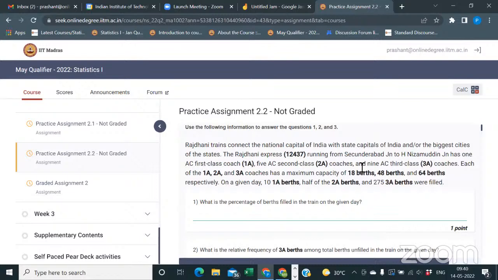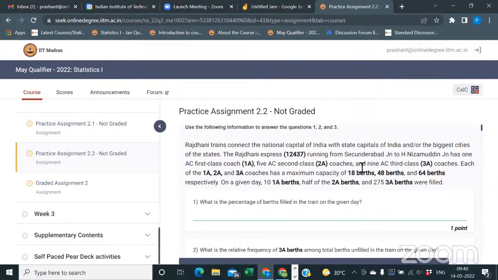So first of all, what is the Rajdhani Express 12437 mean? See, this is just a train number. It's not a number that represents Rajdhani Express or anything else. This is the train number. That's it. So your doubt was that, or was it about the percentage?